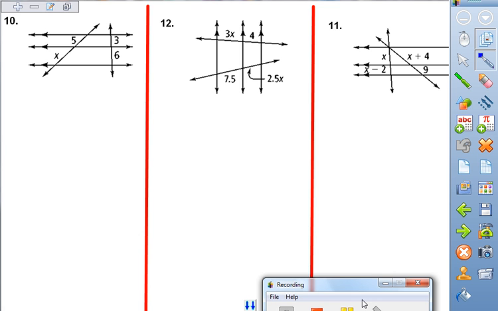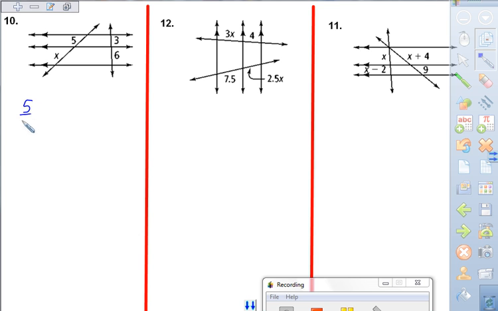Number 10. I see all 3 horizontal lines are parallel, so we can start with a proportion of 5 over x equals 3 over 6. Right away I notice that this is a half. So 5 over what is a half? 10. Otherwise you could cross multiply and get 30 equals 3x, divide by 3, and x is equal to 10. Number 12, same idea. I see three parallel lines.